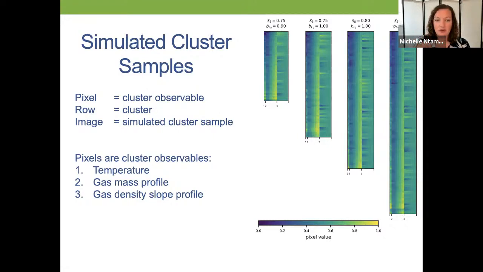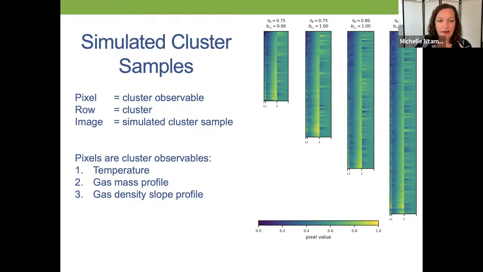And my image is going to be made up of a simulated cluster sample for one of those selection functions that you saw earlier that varies with sigma 8 and varies with the stitch point for the volume and flux limited samples. Okay, this piece is important, so I want to repeat it one more time. A row contains a single cluster.